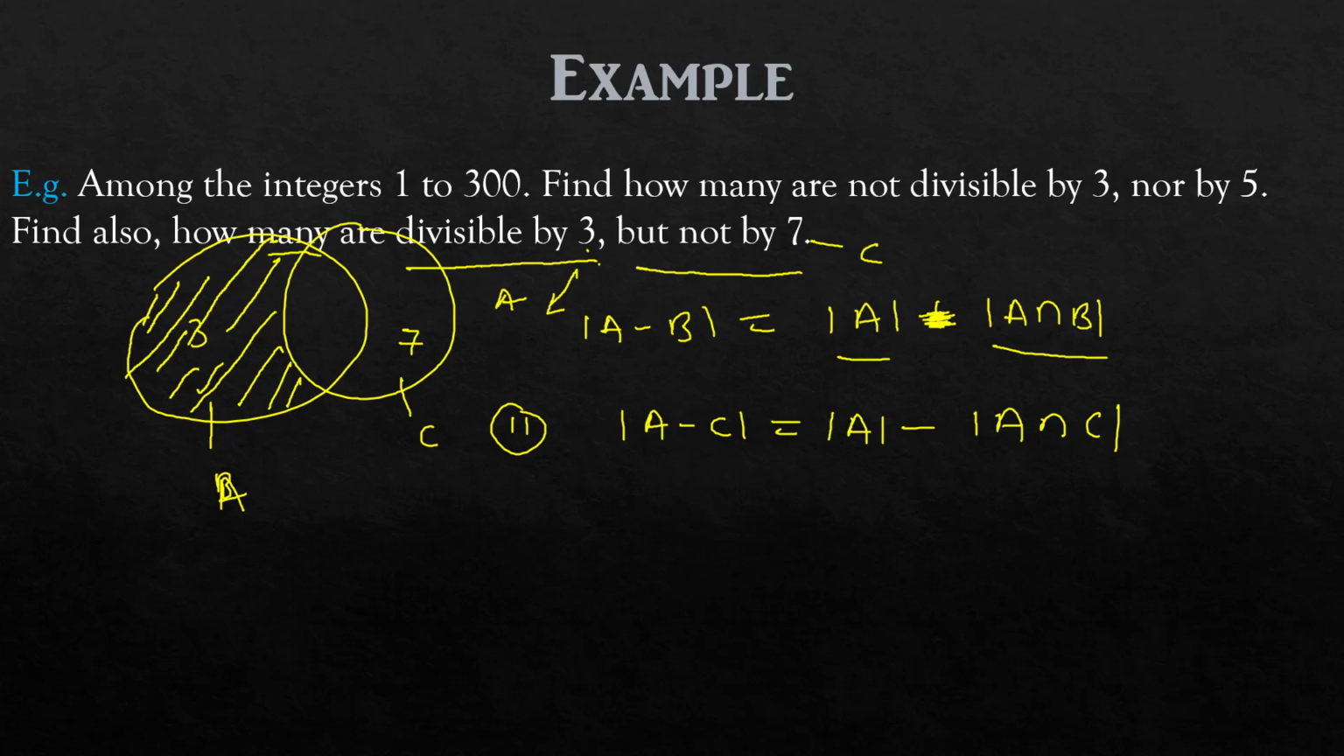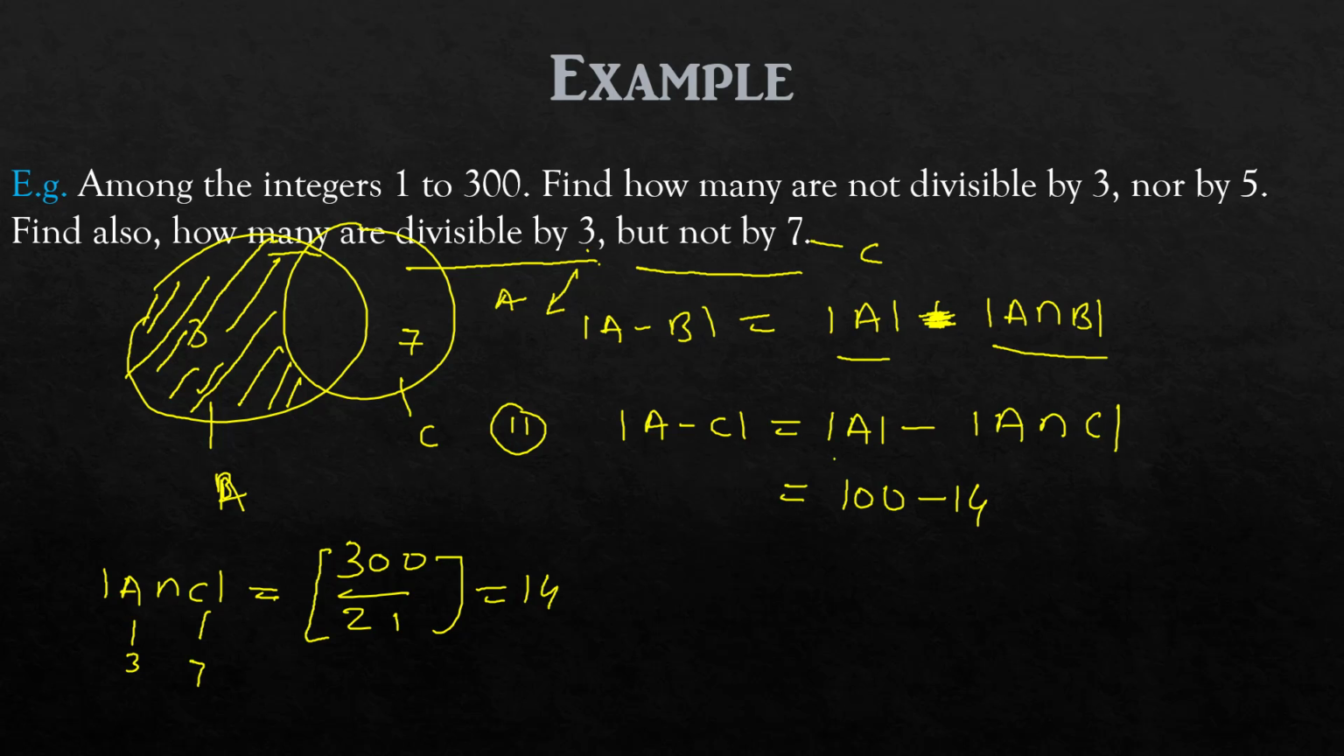So we have the value of number of A, right? Which number did we get? That is 100. Number of A is equal to 100. What we have to find? Number of A intersection C. Set A is for 3 and this set is for 7. So 3 sevens are 21. So 300 divided by 21 we get 14. So put this value, you can put the value here now. So first one, number of A, 100 minus 14. So we get 86. So hence 86 integers between 1 to 300 are divisible by 3 but not by 7.